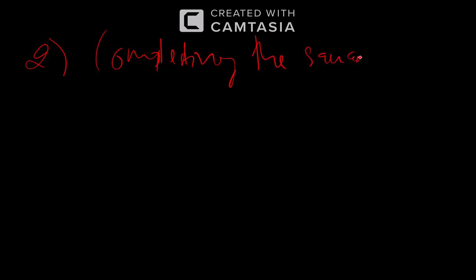Now I would like to show another way. It is called completing the square. What is the process of solving the equation by completing the square? Let's look at the same exercise again: x squared minus 5x plus 6 equal to 0.